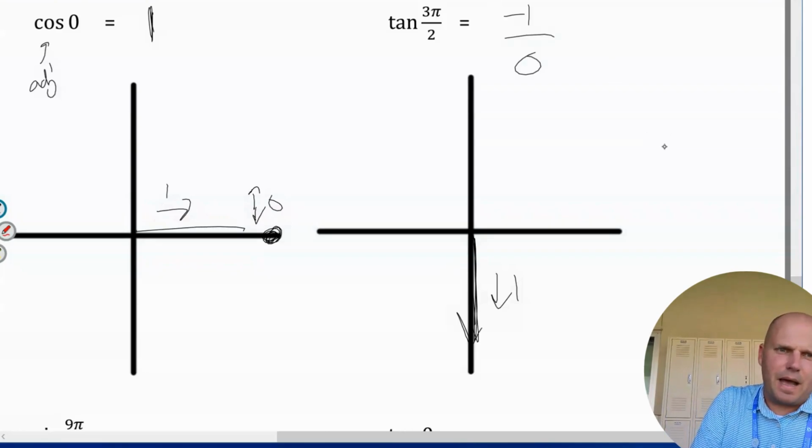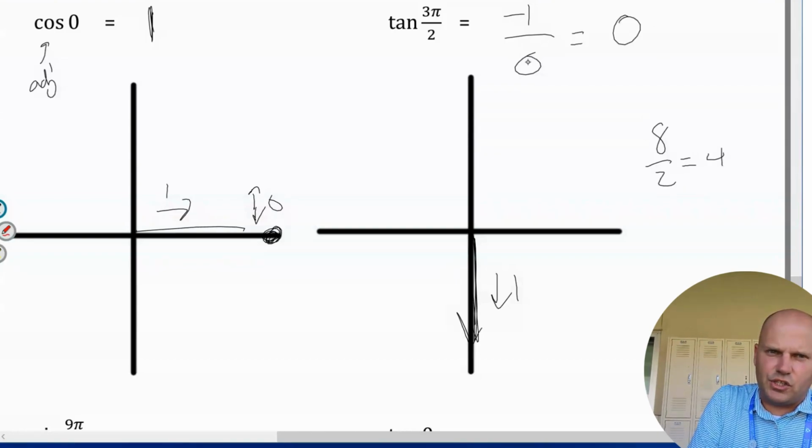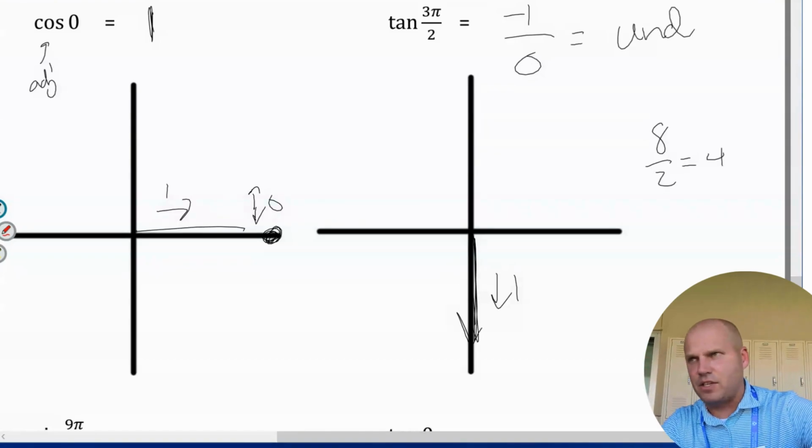Now, let's think about that. 8 divided by 2 is 4. 2 times 4 is 8. -1 divided by 0 is 0? Well, it's 0 times 0, -1. Nope. Is 0 times anything -1? Nope. This is how I remember that dividing by 0 just can't be done. How many times does 0 go into -1? It just can't be done.